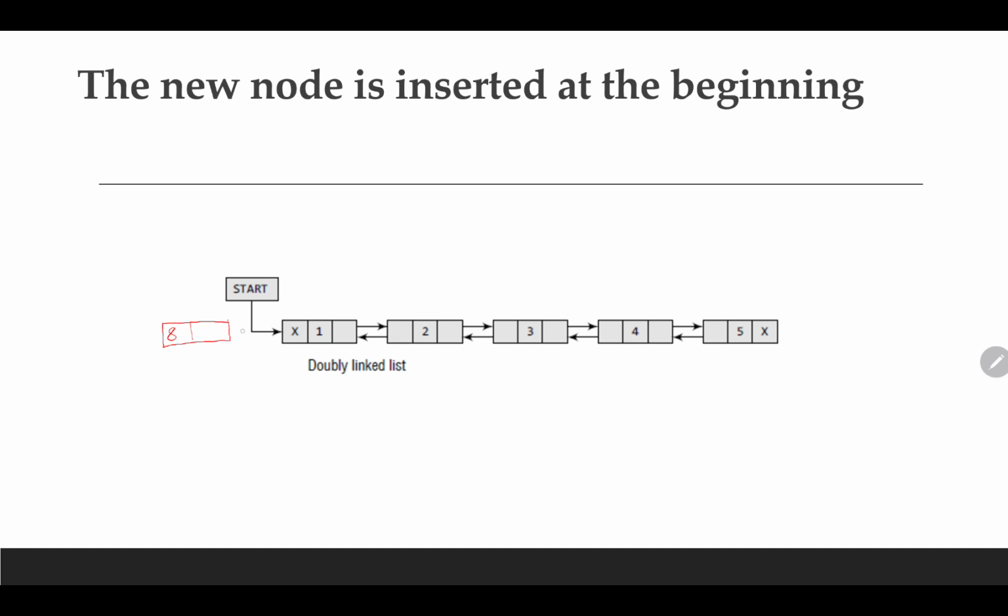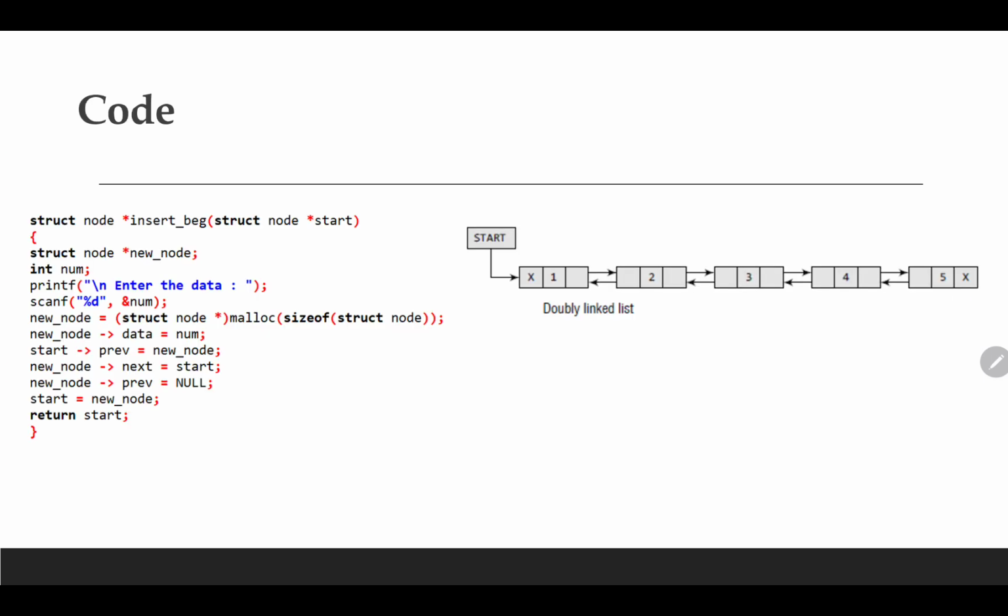Then what we will do, we will change the address. So here what will happen, this new node address will be saved here. Okay, new node address will be saved, and in this particular part, the next node, okay, here the previous node address is saved, and here it is null. Okay, so we will see the code. So this is the code for inserting the new node at the beginning of the doubly linked list.